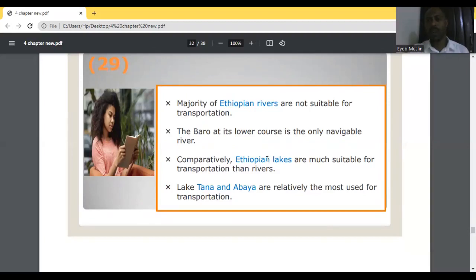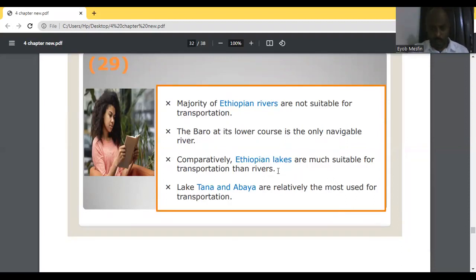But recently, we are utilizing different lakes for recreational or tourism purposes by using small boats. For instance, there are Lake Ziway, Lake Langano, Hawassa, near Hawassa, Chamo, and Abaya. Also, there are small boats. They give a service for tourists to entertain and refresh their minds.